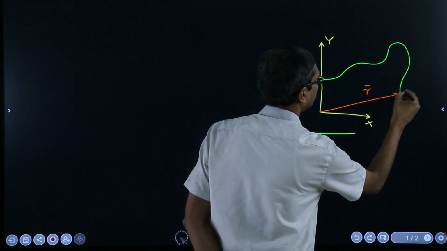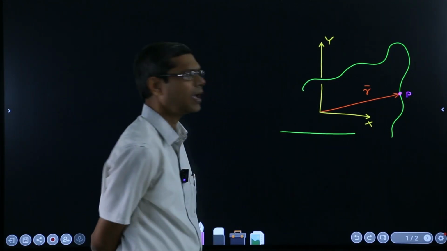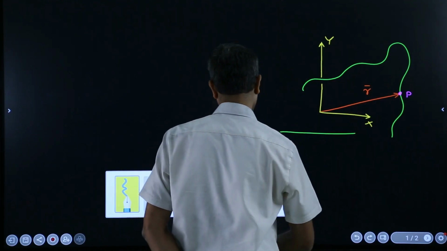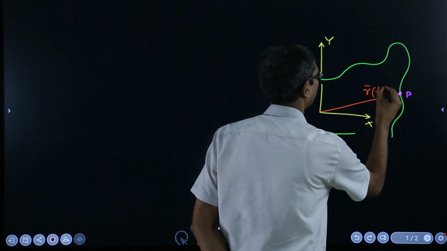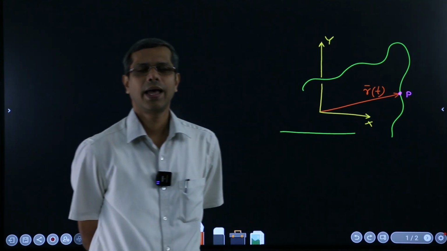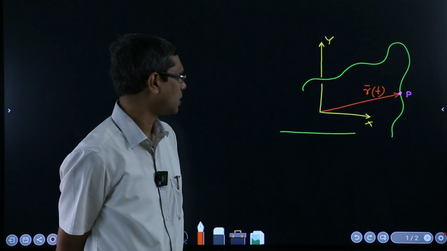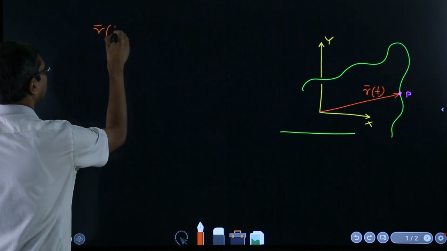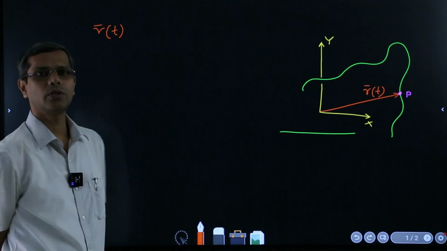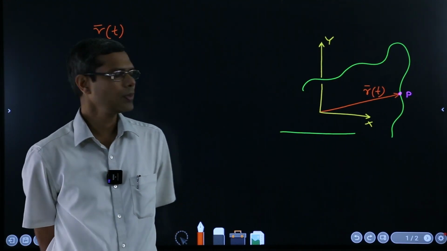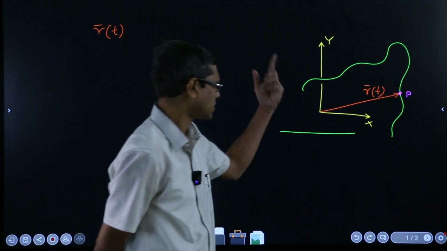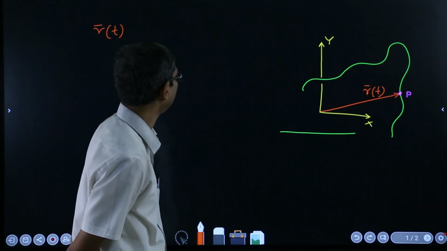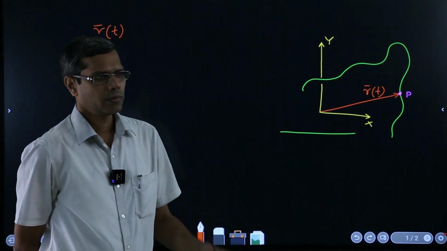So, this is the point P which is moving, and we define the position vector r, which will definitely be a function of time. Okay. And if we know this r as a function of time, then that means we know how the particle is moving with respect to time from some arbitrarily chosen origin of an arbitrarily chosen coordinate system.